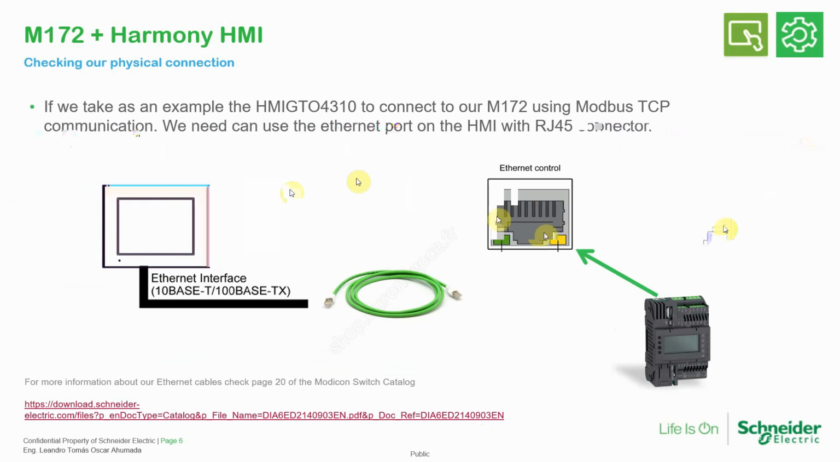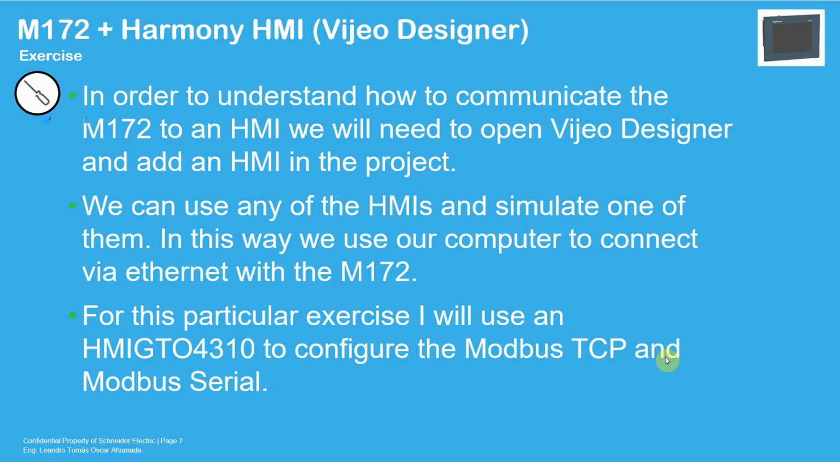And if we use the Ethernet communication, we can use a standard cable to communicate from the top part of the PLC with the HMI to the Ethernet port. Okay, more details can be found in this link. So in our exercise, what we're going to do is to communicate the HMI to the PLC. But in order to make it work much easier, what we're going to do is to simulate the HMI inside the software, which is the Vijeo Designer, so we can test the communication between them.